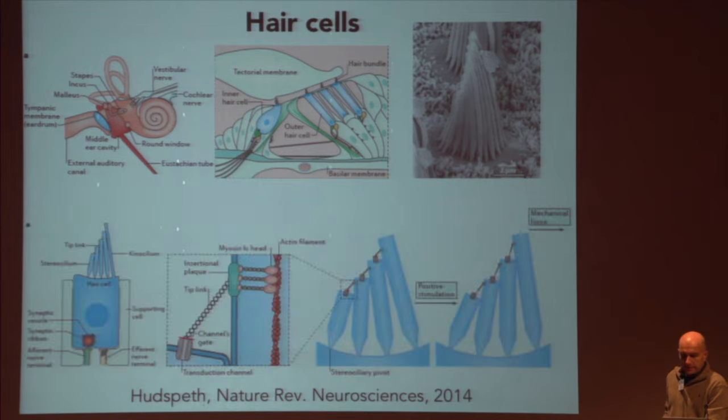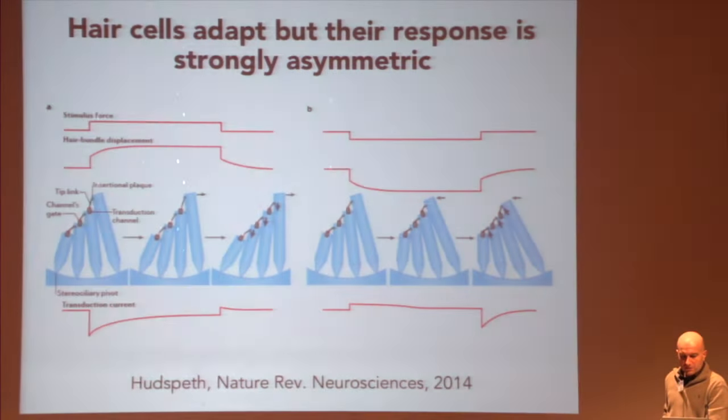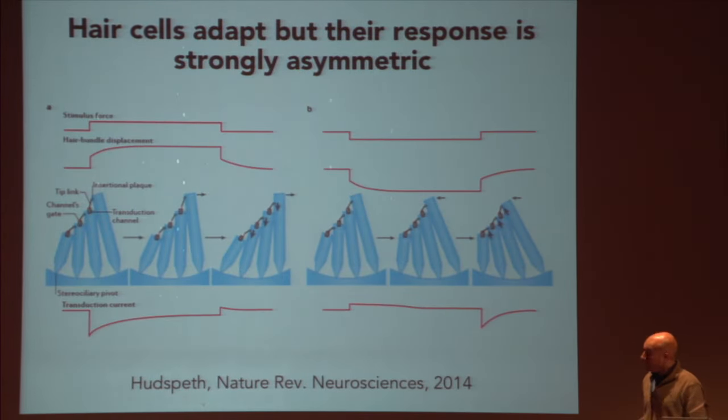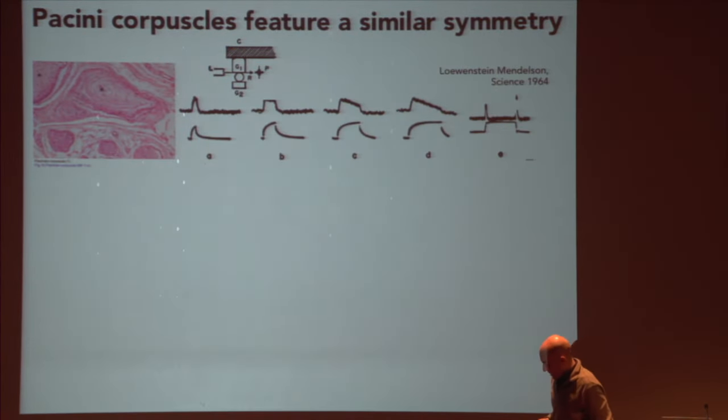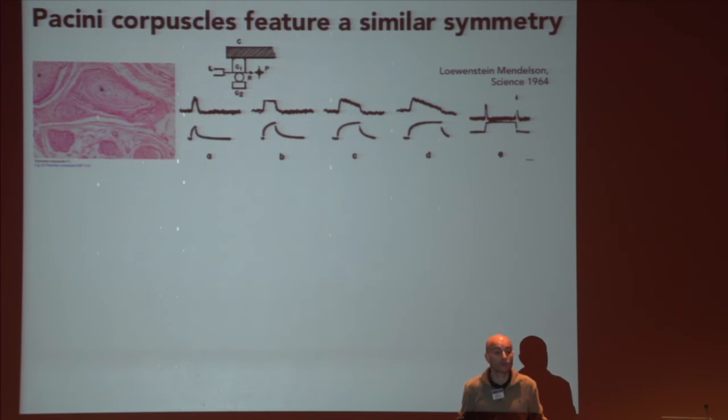Okay, so that's the problem. And so how can you get symmetry? And getting back to Pacini corpuscles, they already have this property of symmetry. This is a beautiful paper done by Lowenstein and Mendelssohn in '64.